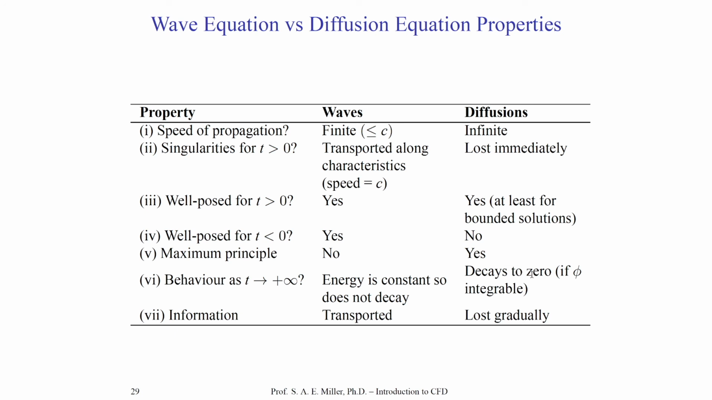For diffusion equations, it will decay to 0 if phi is integrable, if the integral exists for the initial condition phi. For the wave equation, the energy is constant in this particular form. The linear wave equation conserves energy. For time 10 seconds or 10 million seconds, I should have the same amount of energy in the flow. This is not the case for the diffusion equation if you're looking at something like an energy variable.